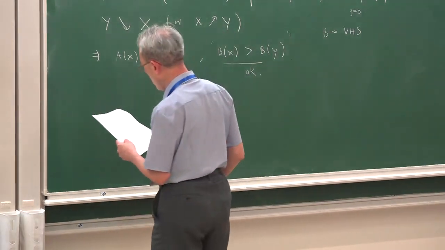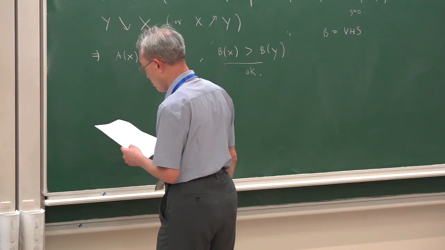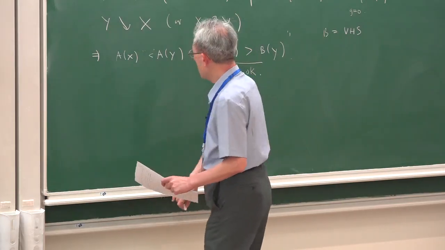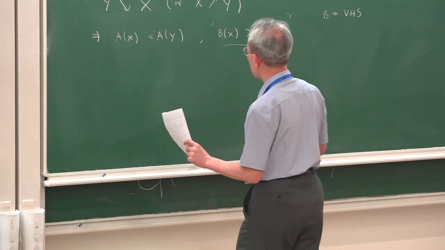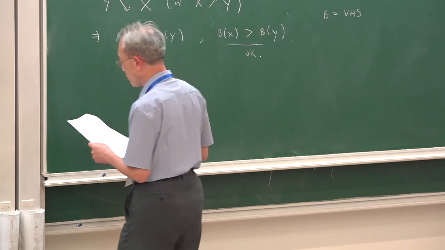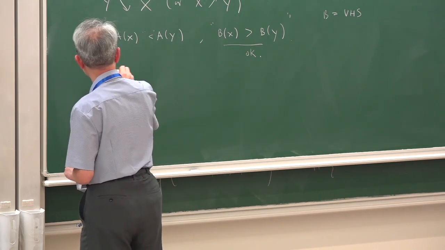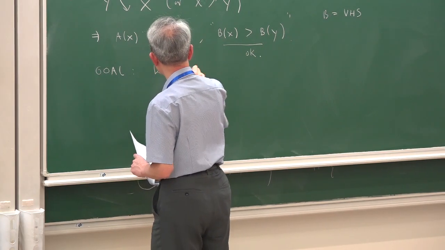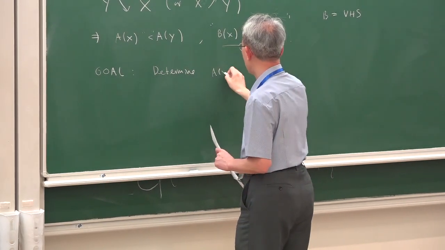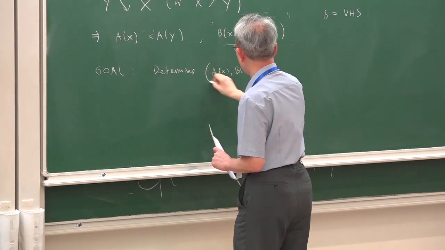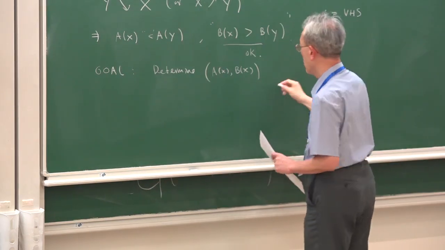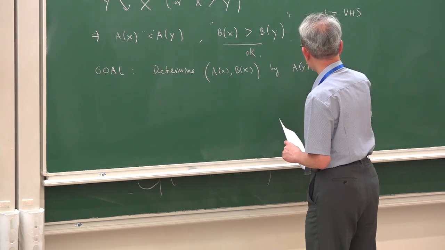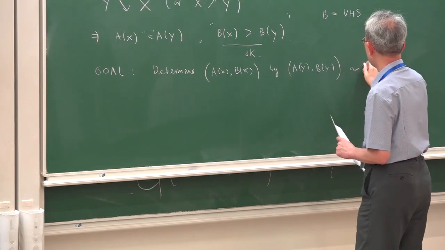But how about this part? So let's separate the discussion into two sides. So the goal is to determine both the A model and B model on the same X by the A model of Y and B model of Y, and vice versa.